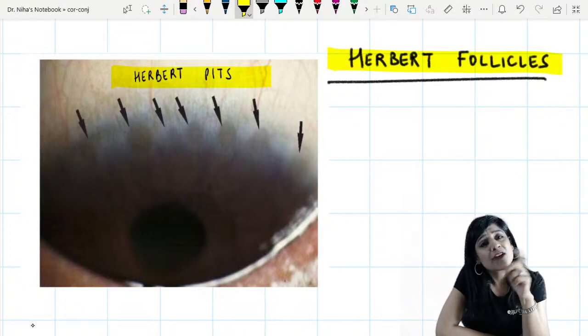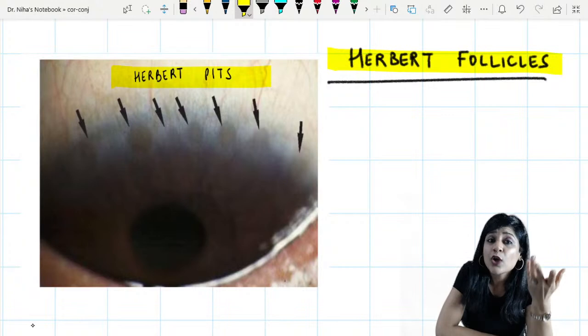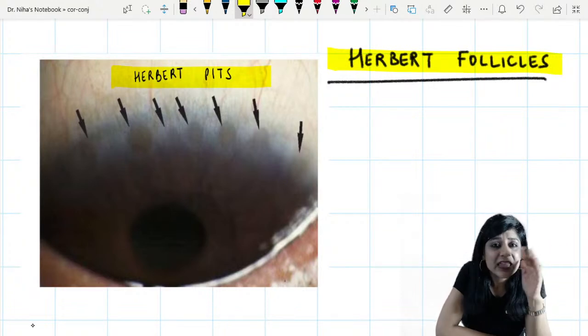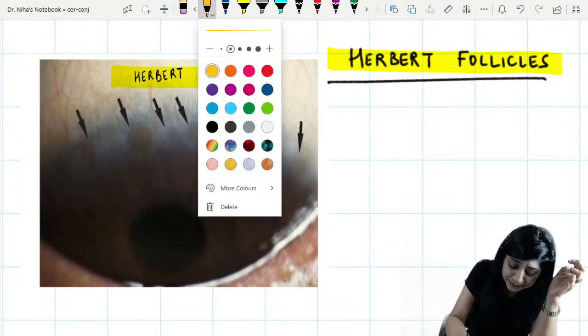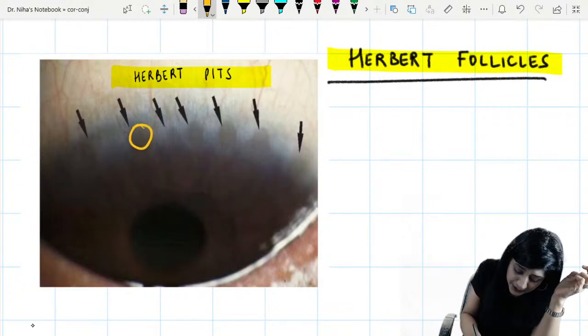Now, why do I have pits then? Pits were not present in conjunctiva, but here I have pits. Pits, you can say these are the pits.